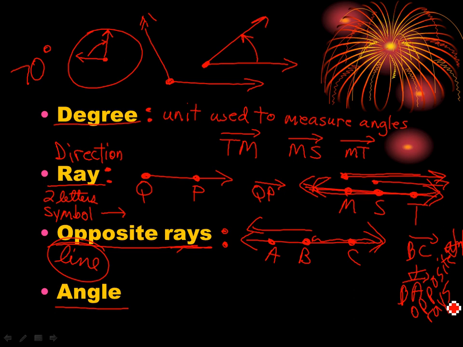Again, anytime you have opposite rays, what are they going to form? A line. When you have opposite rays, they share a starting point, right? Two opposite rays have that same starting point, and they go out in exact opposite directions of each other. An angle looks like this.